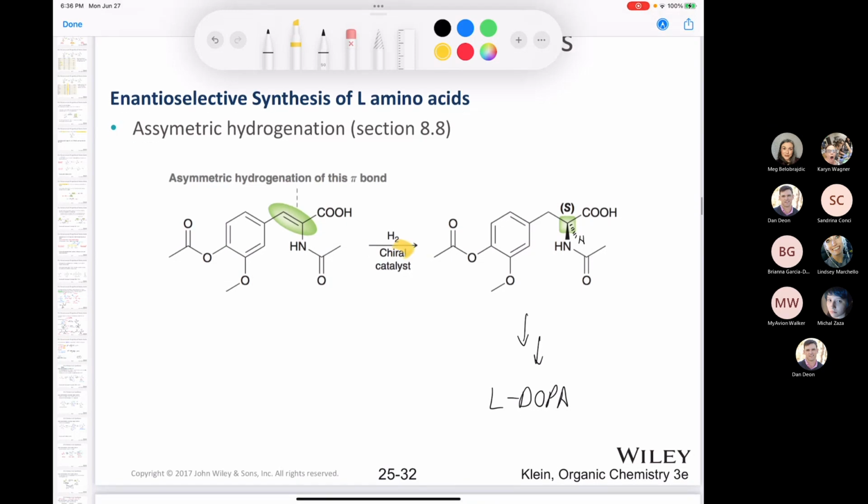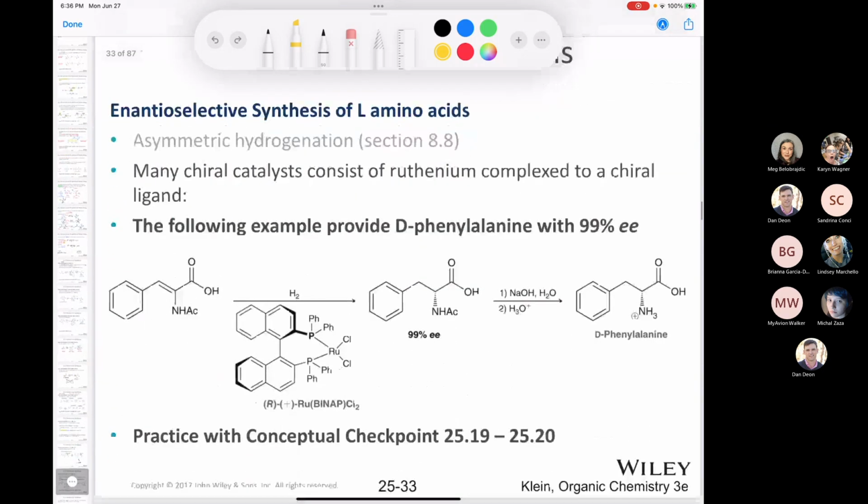So you might be wondering, well, what the heck is this chiral catalyst. I've seen poisoned catalyst. I've seen Lindlar's catalyst. What's a chiral catalyst? Well, chiral catalysts are pretty complex.